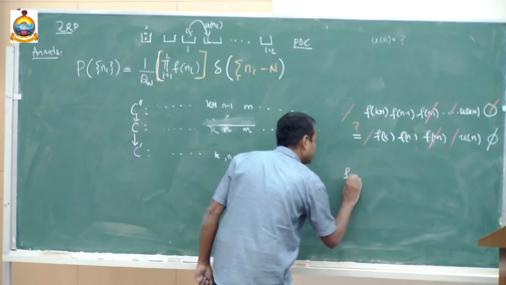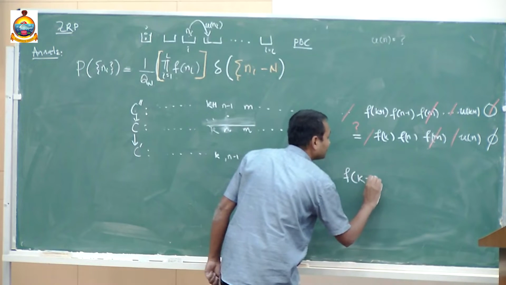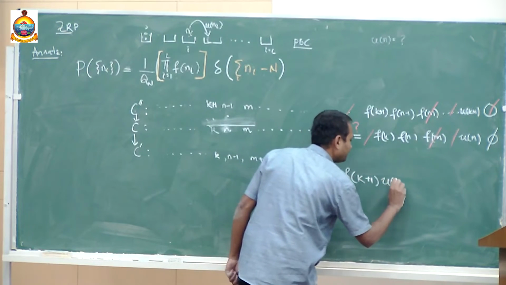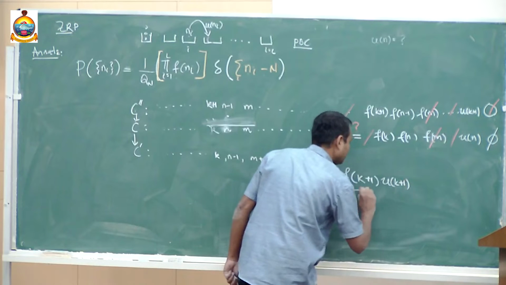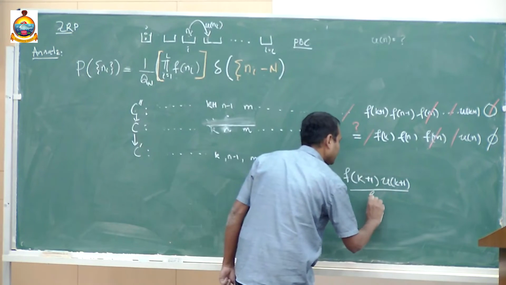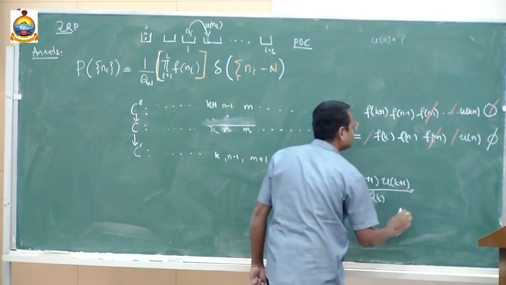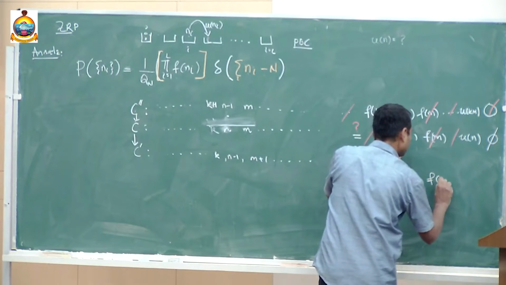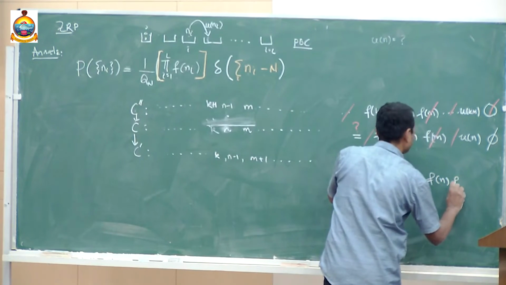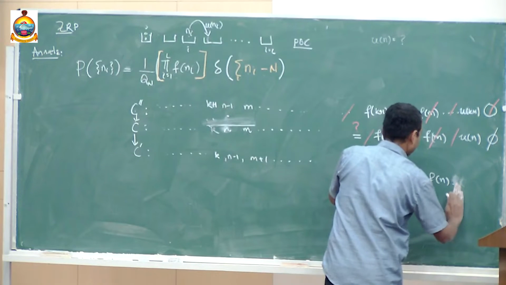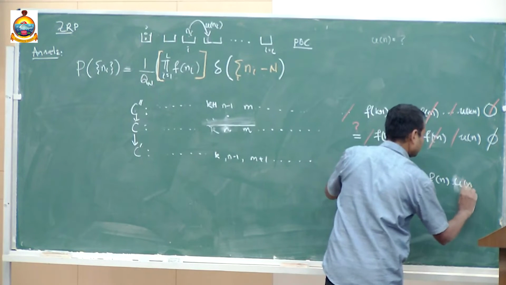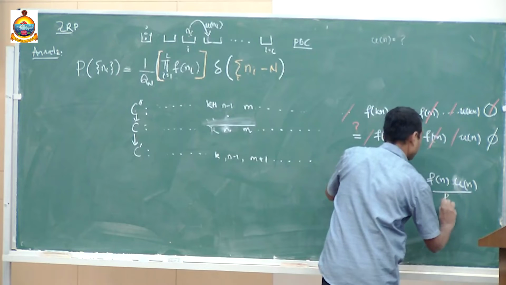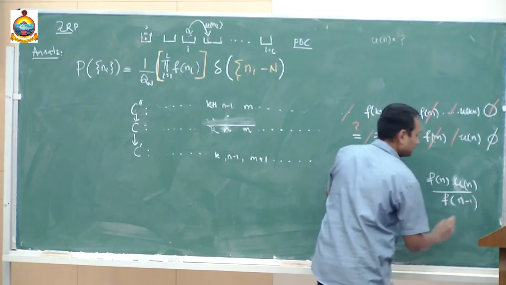So I'm just writing f of k plus 1, u of k plus 1, divided by f of k, equal to f of n, u of n divided by f of n minus 1. Okay.